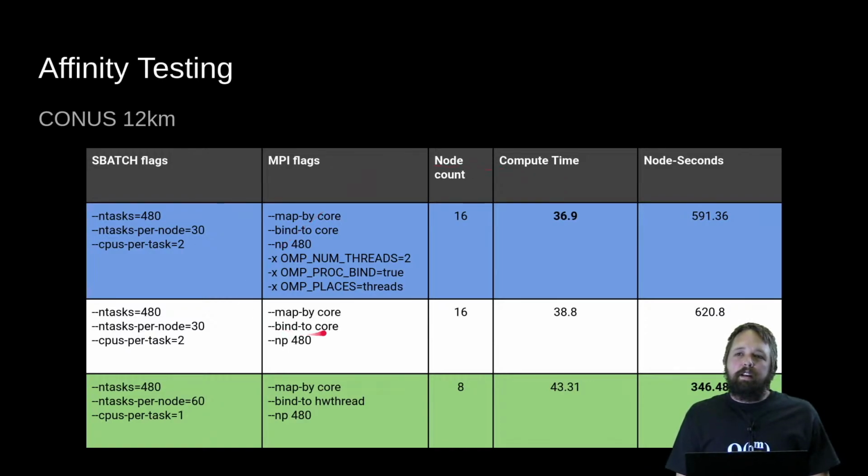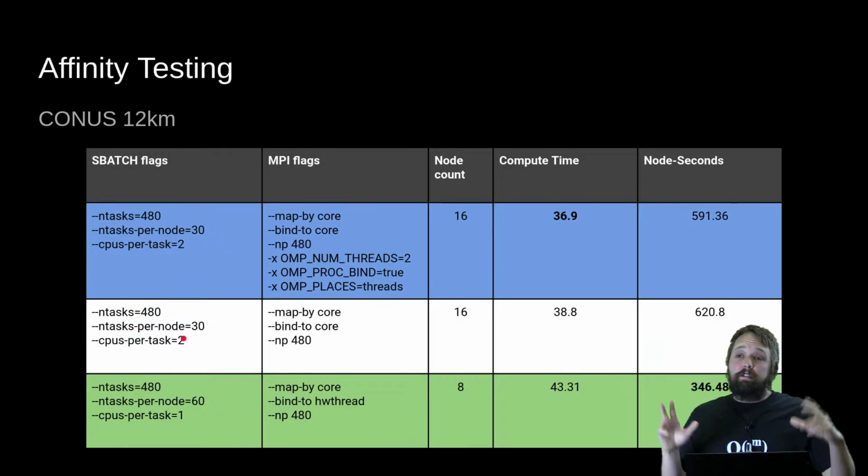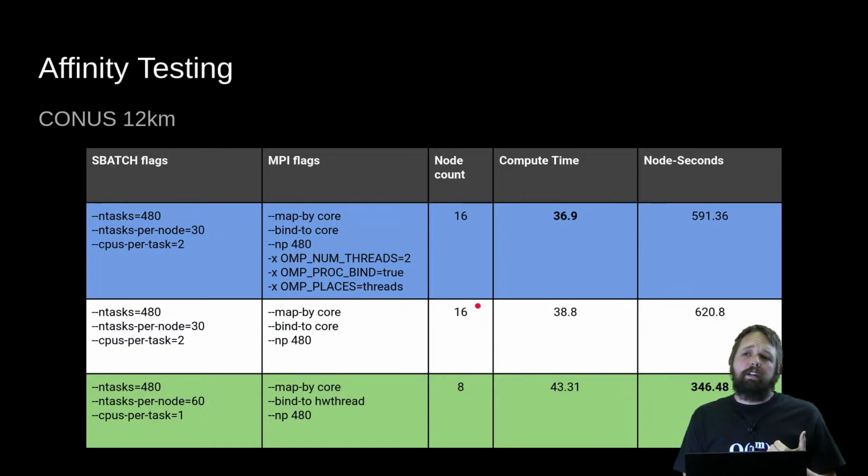You'll notice that, of course, running with 480 ranks with 2 CPUs per task, essentially disabling hyperthreading, we still have 16 nodes, but we're not using OpenMP.